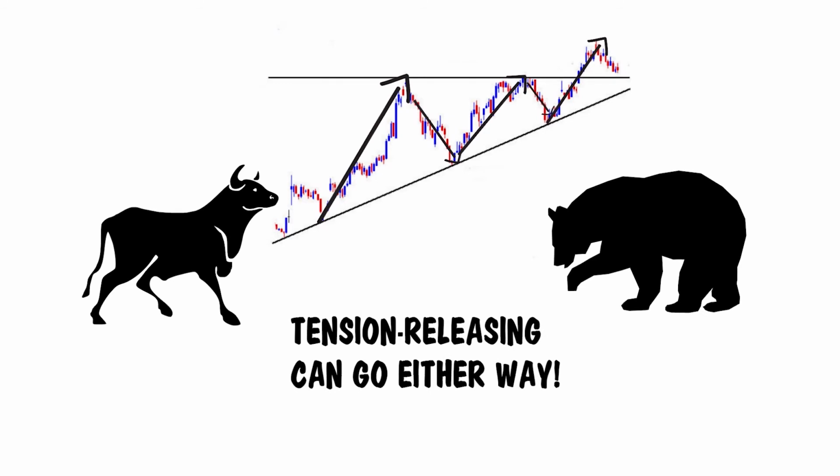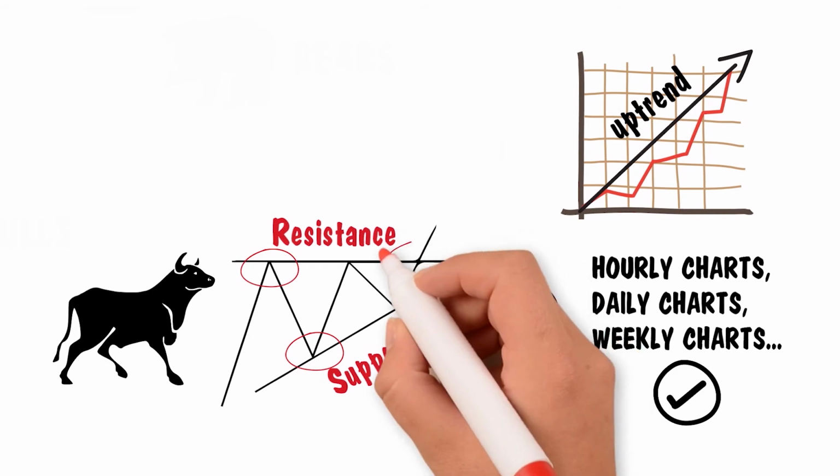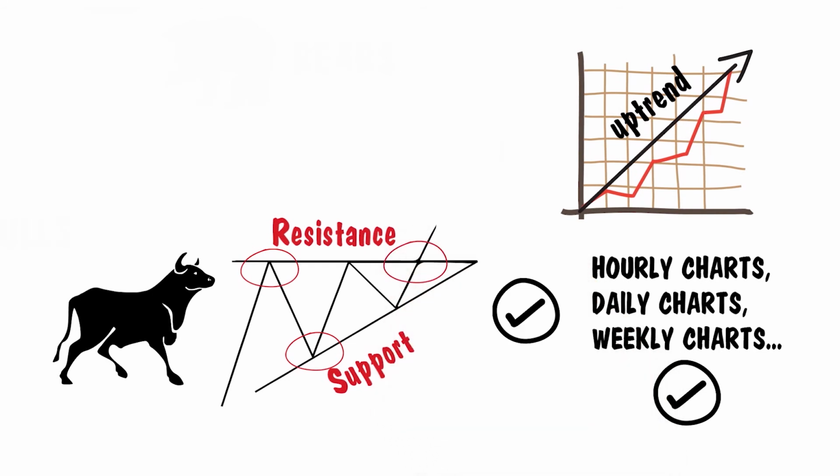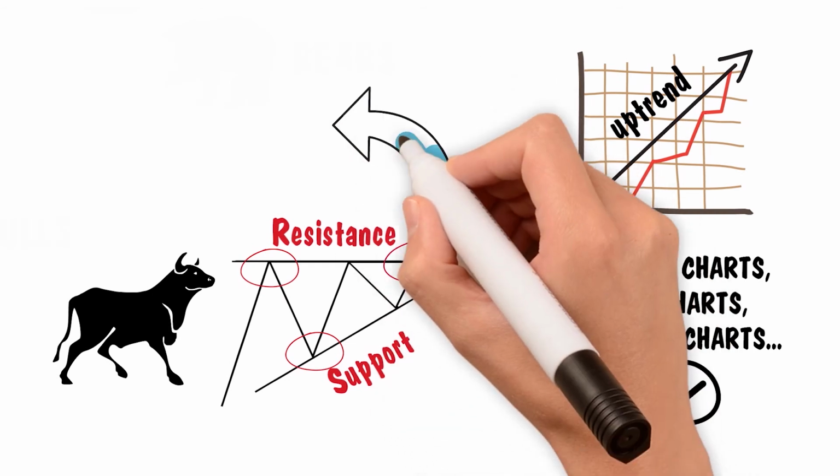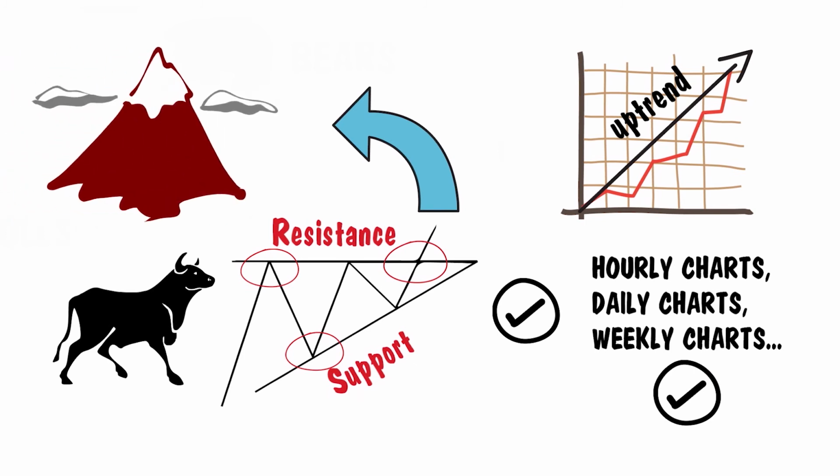Tension releasing can go either way, up or down. But historically speaking, like we said, ascending triangle pattern usually exists in a bullish context, and if the flat resistance line is broken, the bulls will be able to push the price up, and that tension will be released, like magma from a volcano.